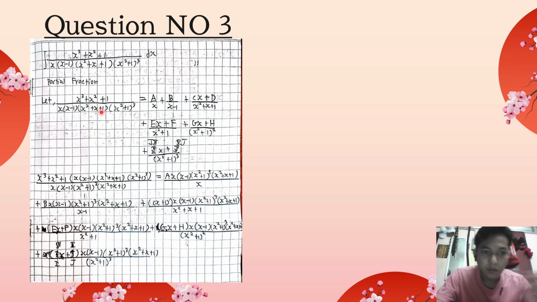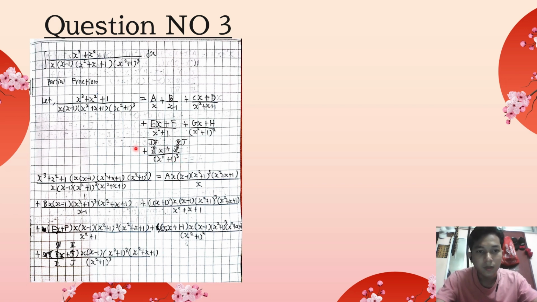So let (x to the power of 3 plus x to the power of 2 plus 1) over x multiplied by (x minus 1) multiplied by (x to the power of 2 plus x plus 1), then multiplied by (x to the power of 2 plus 1) to the power of 3, equal to a over x plus b over x minus 1 plus (cx plus d) over (x power of 2 plus x plus 1) plus (ex plus f) over (x to the power of 2 plus 1) plus (gx plus h) over (x squared plus 1) bracket to the power of 2 plus (ix plus j) over (x to the power of 2 plus 1) bracket power of 3.